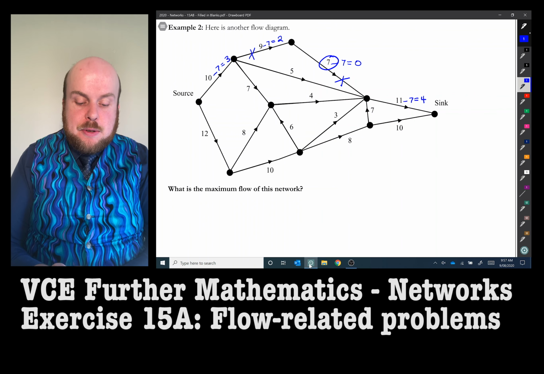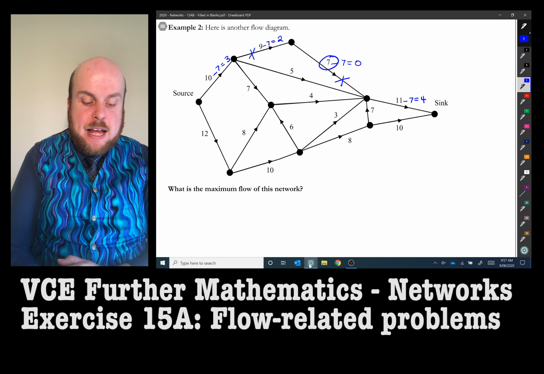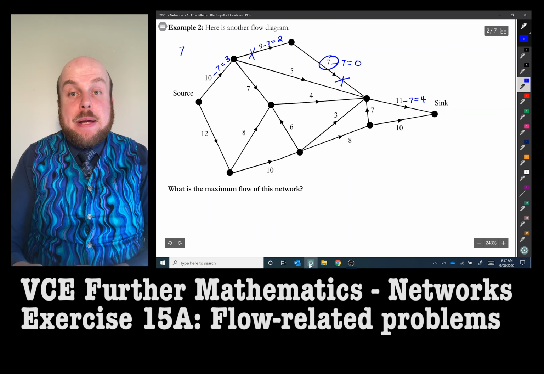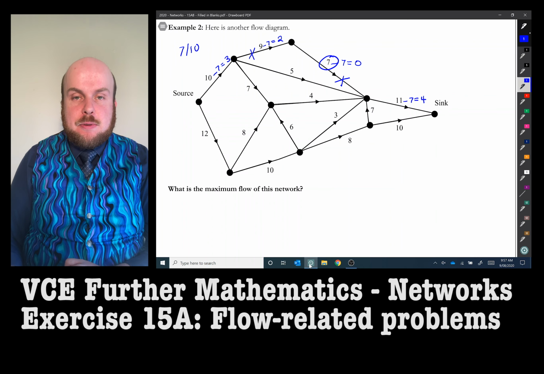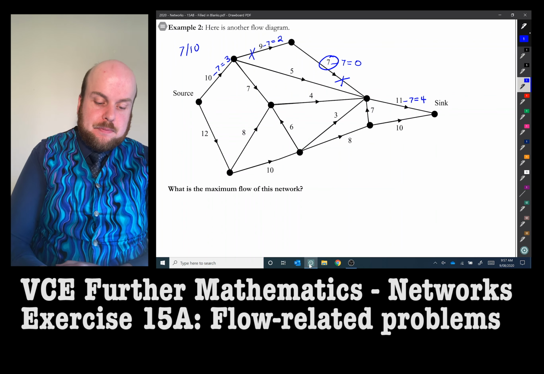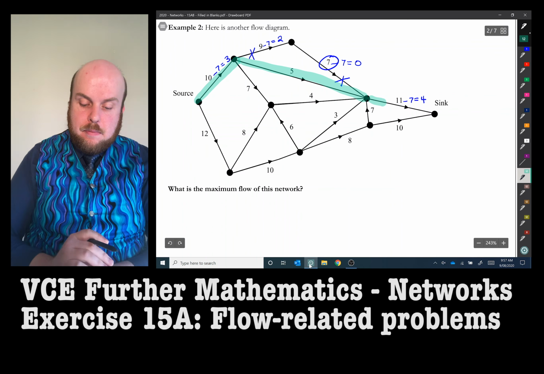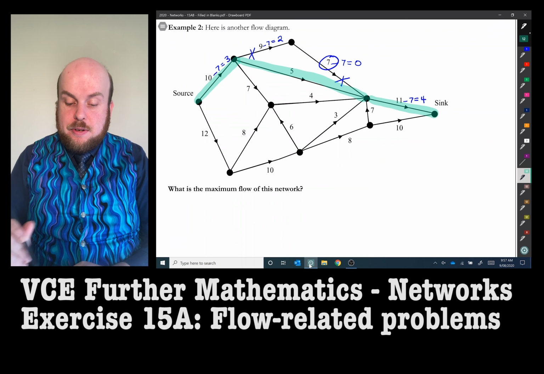Another way you could read this 10 take away 7 is that 7 out of those 10 liters have been accounted for. So they've been accounted for and spread out this way. So we've got 3 more liters to play with. This is the next highest flow that we can do.